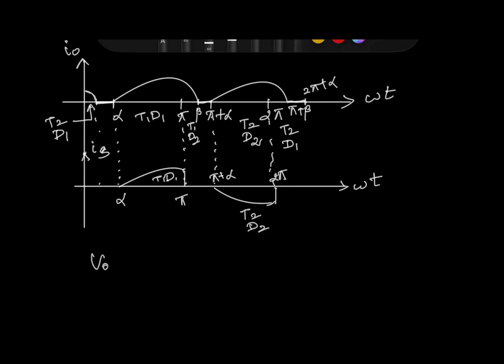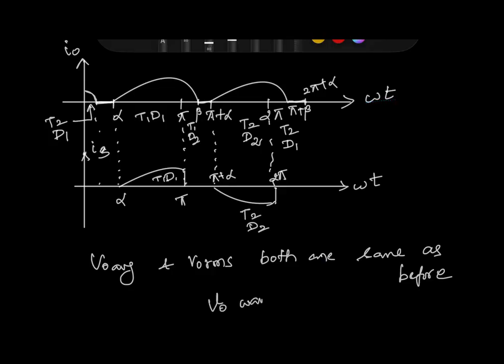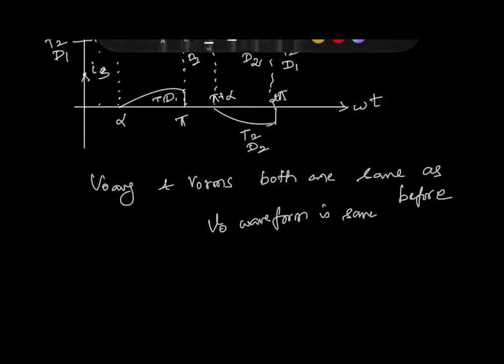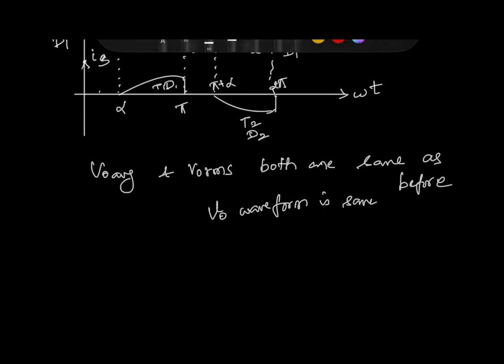The V0 average and the V0 RMS both are the same as those found in the continuous conduction mode, since the V0 waveform is the same. There is no change in the V0 waveform. So V0 average and V0 RMS both are the same as we found for continuous conduction mode. Thank you.